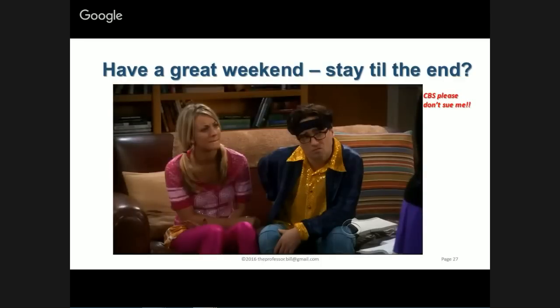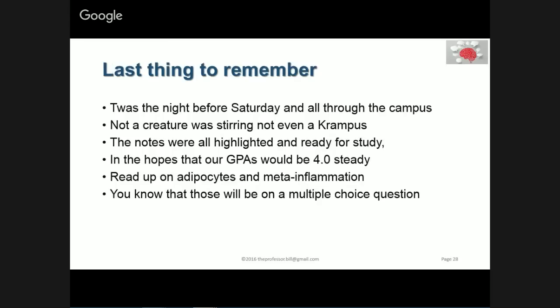The major message that I'm trying to send you is, I want you to study, but I don't want you to be killing yourself studying. Make sure you do get some sleep. And for those of you who hung around, you can take this for whatever it means, but you should maybe make sure that you go through and study up on these particular aspects of adipocytes as well as meta-inflammation.